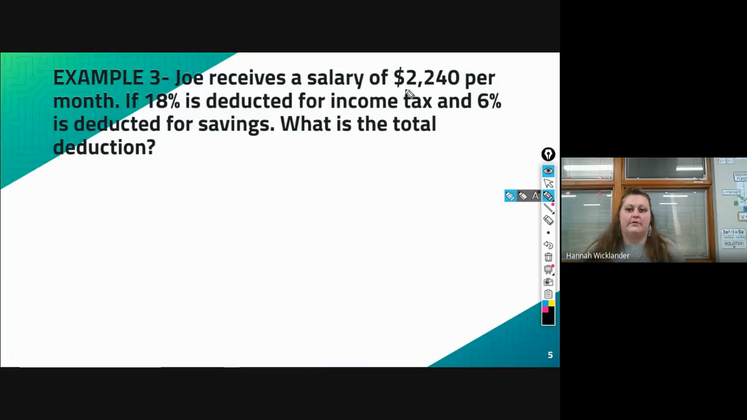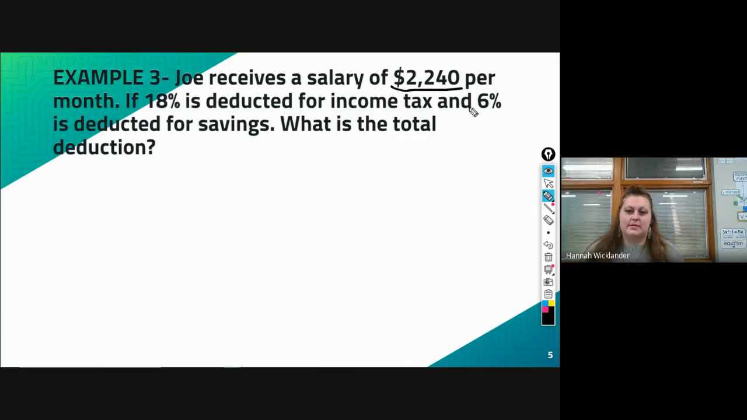Joe receives a salary of $2,240 per month. If 18% is deducted for income tax and 6% is deducted for savings, what is his total deduction? So before any money is taken out of his paycheck, he gets $2,240. But unfortunately, in the real world, money is taken out of our paycheck for income tax, federal tax, savings, all sorts of things. So we're going to try and find out how much is taken out of his paycheck because of these different things.